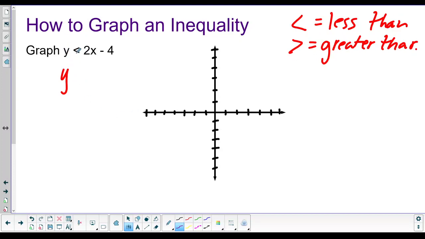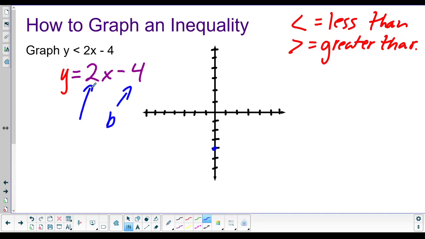So we have y is less than 2x minus 4. The first thing we want to do to graph this inequality is pretend that this is not one of these mystifying inequality symbols. Let's just pretend it's an equals for now. So we're going to graph y equals 2x minus 4. So this is your y-intercept. That's your b value, right? So we need to go to negative 4 on the y-axis and then put a dot. So 1, 2, 3, 4. Our graph is going to start right there.